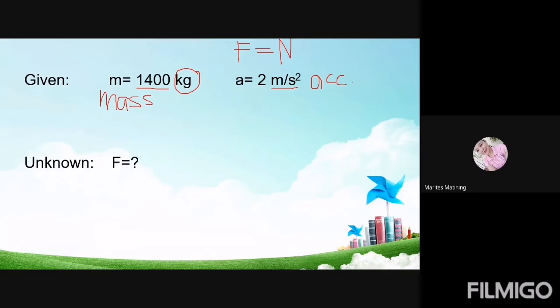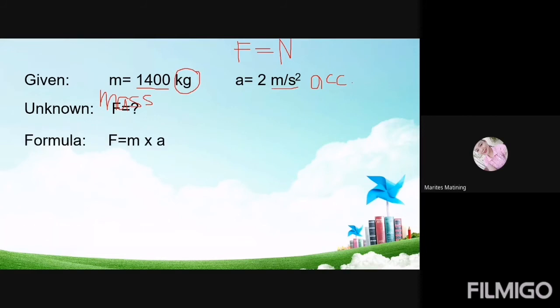So, ano daw yung unknown natin dun sa problem natin? Force is equal to unknown or question mark. Kasi yan pa nga lang yung hinahanap natin. So, the formula will be, since force ang hinahanap natin, that's mass times acceleration. Okay, so ang equation natin, let's substitute. The given mass is 1,400 kilogram and the given acceleration is 2 meter per second squared.